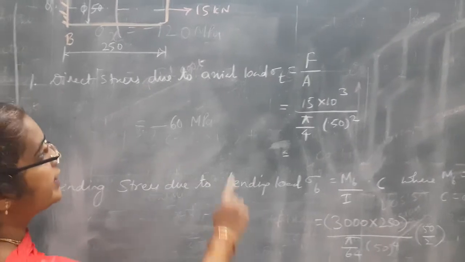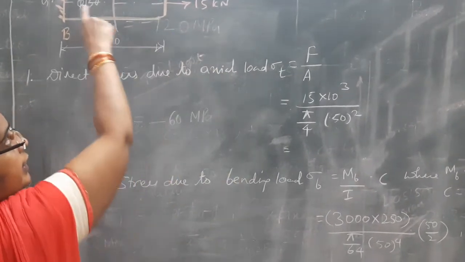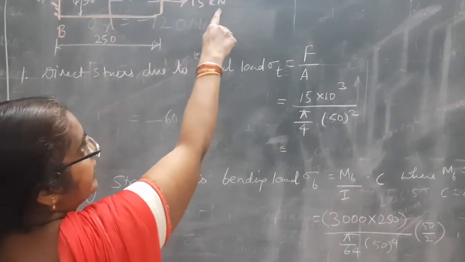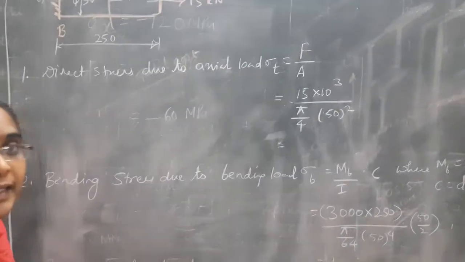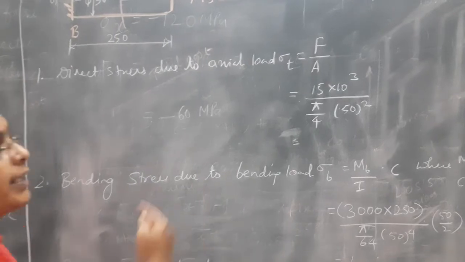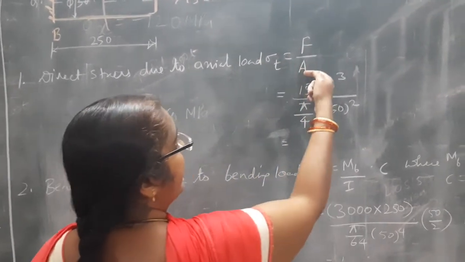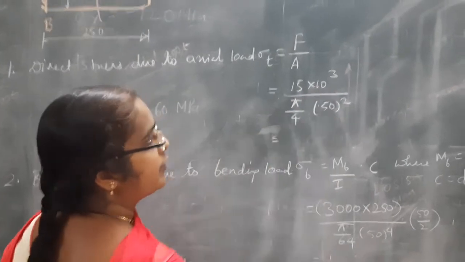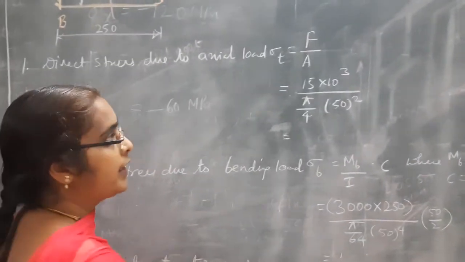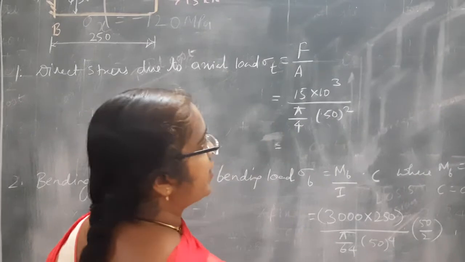Direct stress due to axial load. The 15 kN is the axial load, and it is going to induce just direct stress, which can be calculated as load by area. Load is 15 kilonewton, 15 into 10 raised to 3. Kilo indicates 10 raised to 3. So 15 into 10 raised to 3.